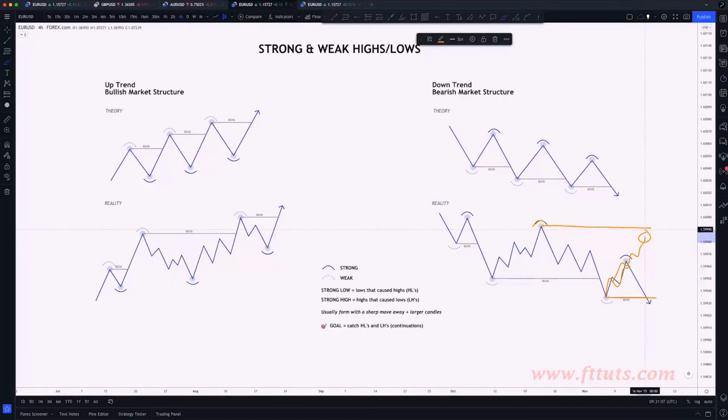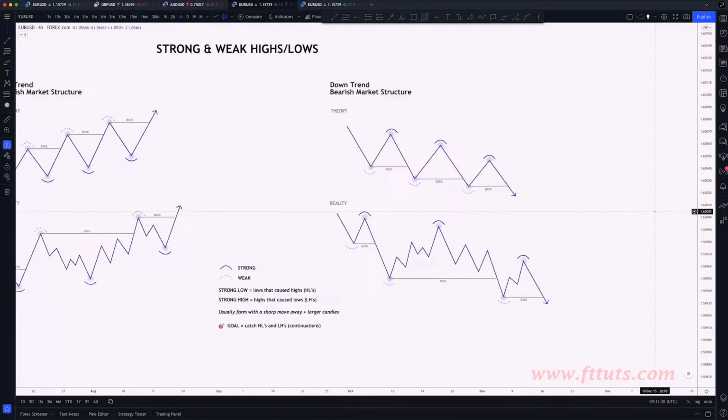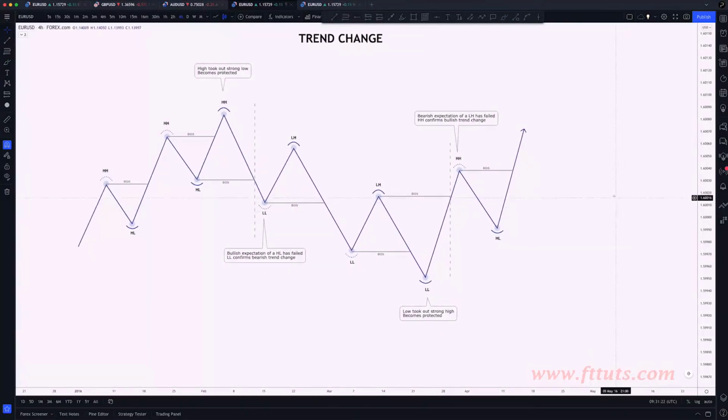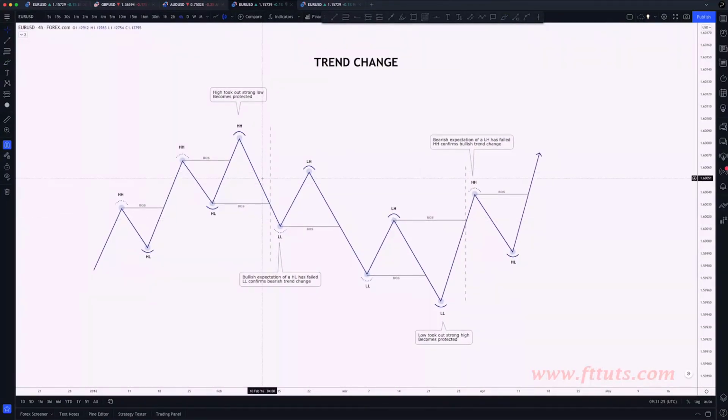It gives us a hell of a lot of confidence to look to short from here and target what? Target that weak low. Why is it a weak low? Well, because it failed to do its job. It failed to take out the high and it failed to form a higher high, right? Super simple, but it just gives you such a clean framework for mapping your structure and knowing where to target.